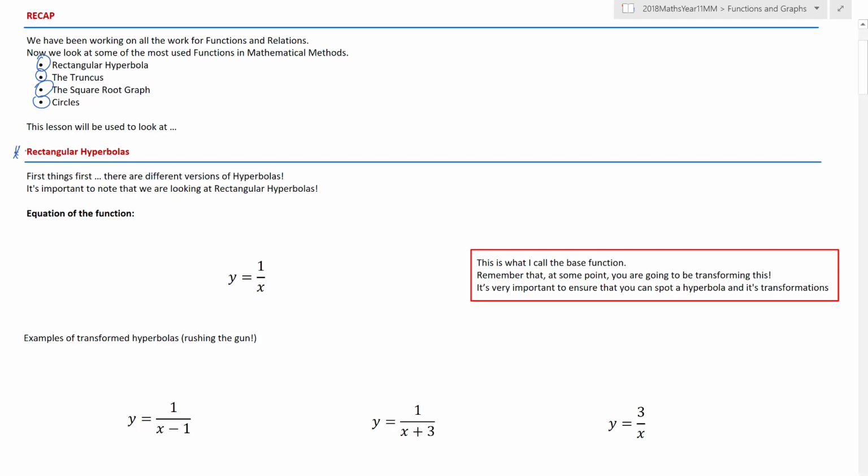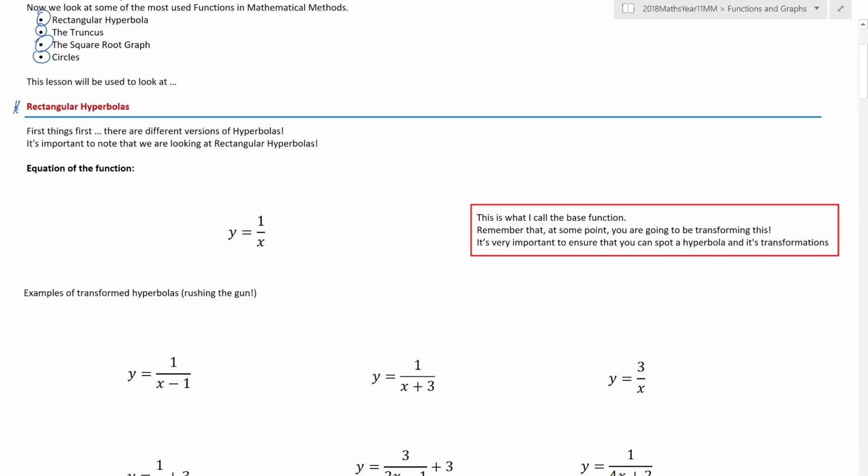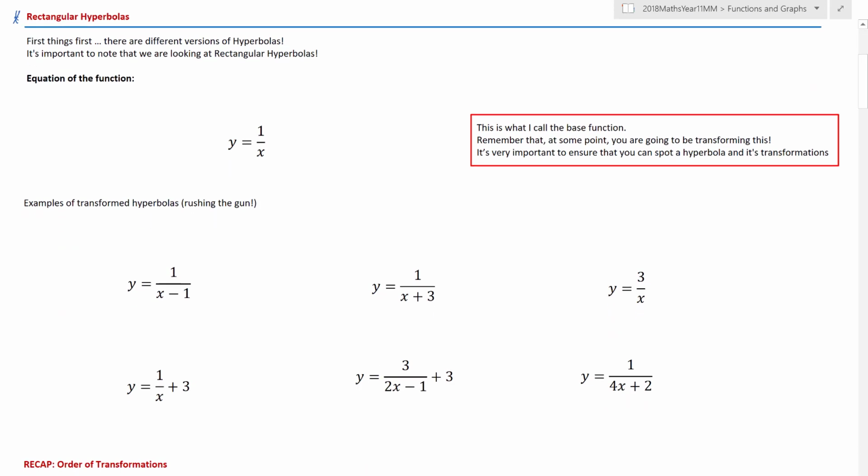Now, there are other forms of hyperbolas, and if you type hyperbola into Google, you can see some pretty funky hyperbolas. But the ones we're dealing with are rectangular hyperbolas. And importantly, let's look at what the equation of the function looks like. It's always good to start with an equation.